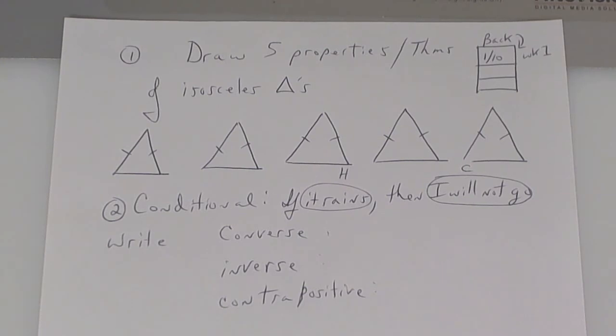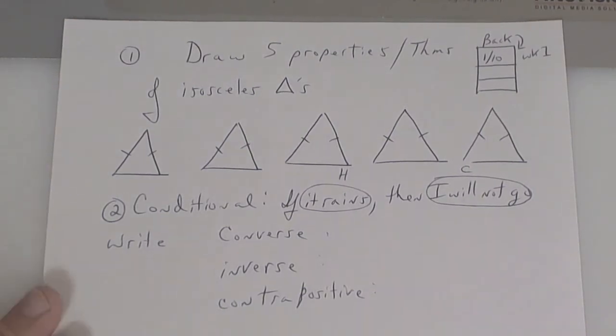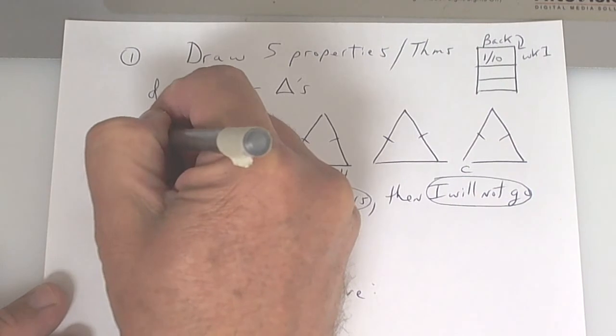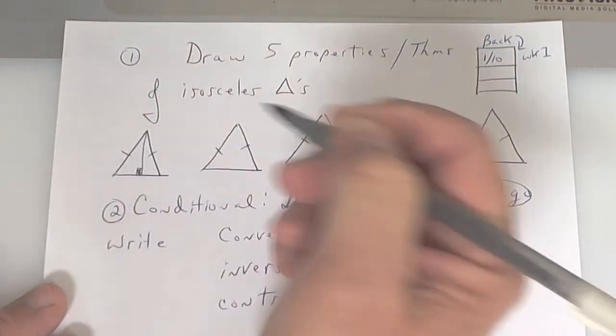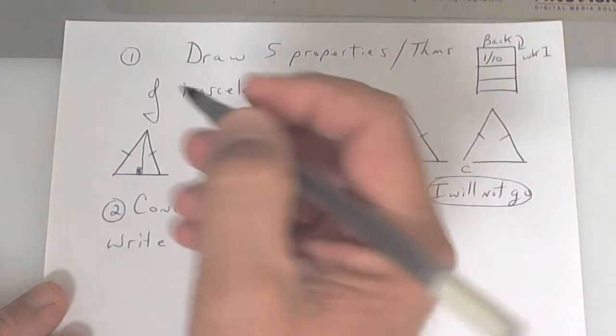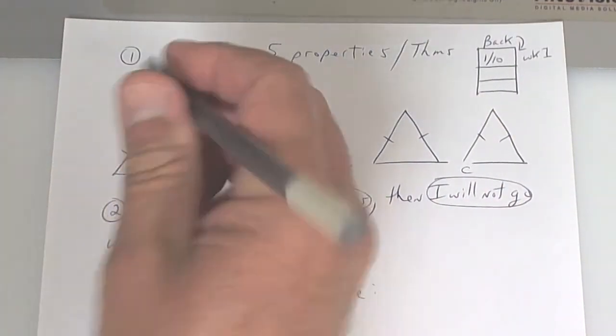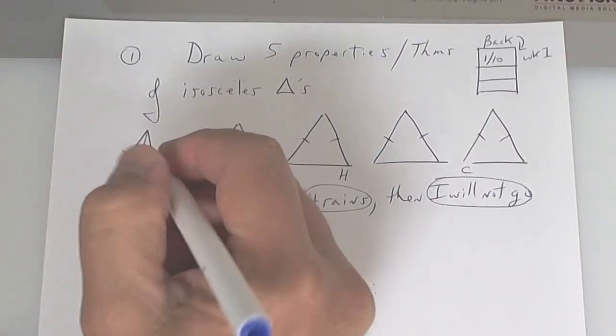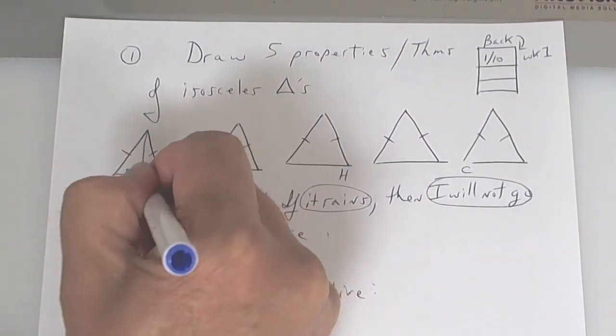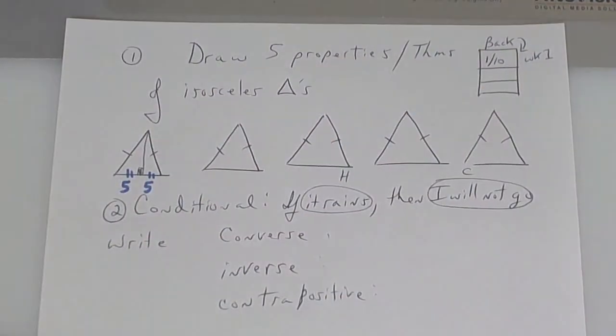So look here. The first one is, if you drop an altitude for an isosceles triangle, and you see that box, that means it's an altitude. It splits the base in half. So this one is equal to that one. So if this is 5, this would be 5. And the whole thing, of course, would be 10.